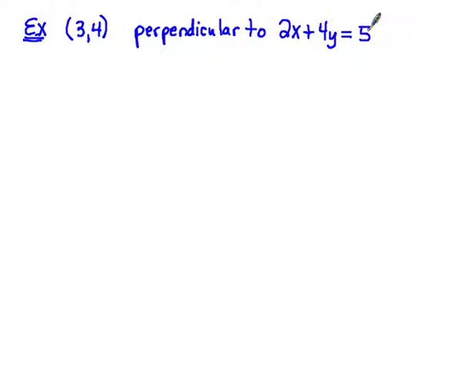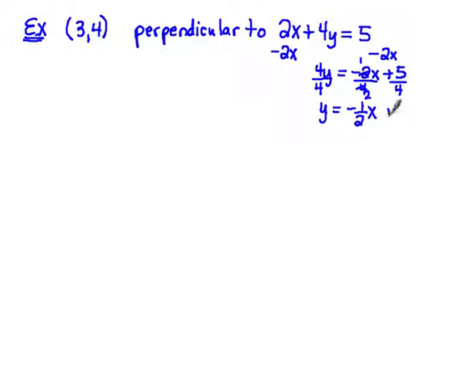So I'm going to solve this equation for y. I'm going to subtract 2x from both sides. And I've got 4y = -2x + 5. I'm going to divide everything by 4. So I get y = -2/4, which reduces to -1/2 x + 5/4. So the slope of this line is -1/2.